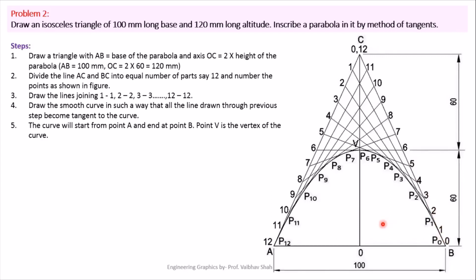After that the procedure is very simple. You have to connect this 11th part with this 11th part by a straight line, 10th part with 10th part, 9th part with 9th part, 8th with 8th, 7th with 7th, 6th with 6th, 5th with 5th, 4th with 4th. You have to join this 3 with 3, 2 with 2, 1 with 1. After that, you can see that the profile of this parabola is completely traced.